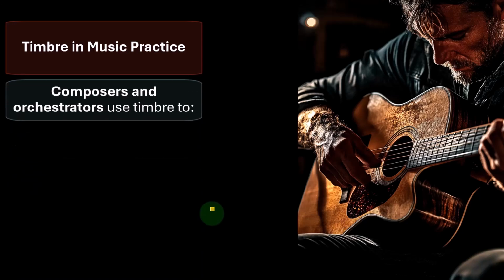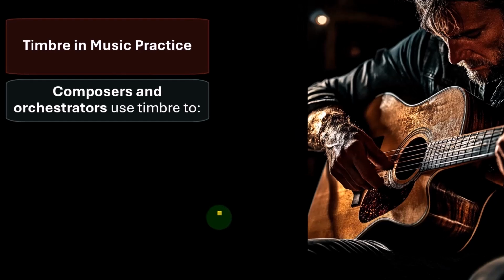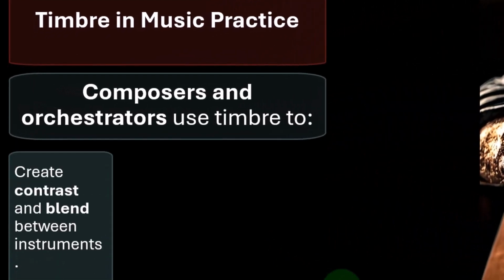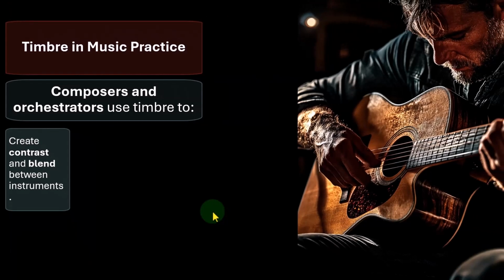Timbre in music practice. Composers and orchestrators use timbre to create contrast and blend between instruments. Now, again, the classical idea of music theory: what are you going to do with timbre? Well, you can imagine that when people were grasping these concepts, they were like, oh my goodness, what I'm going to do is get all the colors of the musical rainbow and put them into an orchestra with all these different instruments and allow them to attack it in all these different ways. And you can imagine, the orchestras get bigger and bigger, and now you've got this huge thing that you can do.